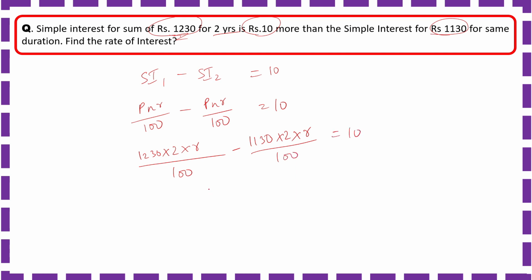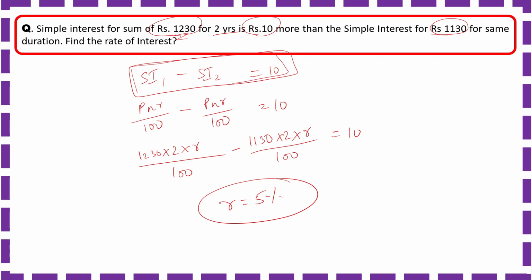Just solve this. You will get r as 5%. So what is the crux here? The main step is this one. This is the important step. If you form this, then everything you can do easily. Okay, let's move on to the next problem.